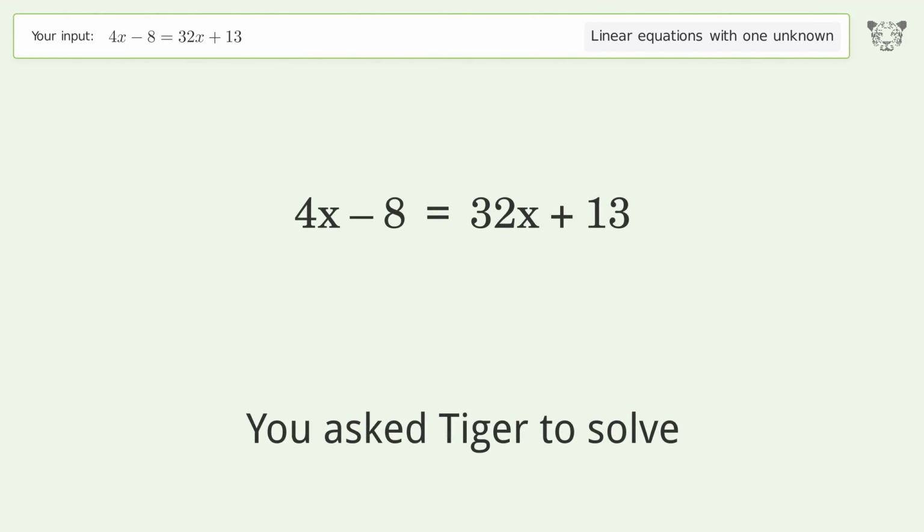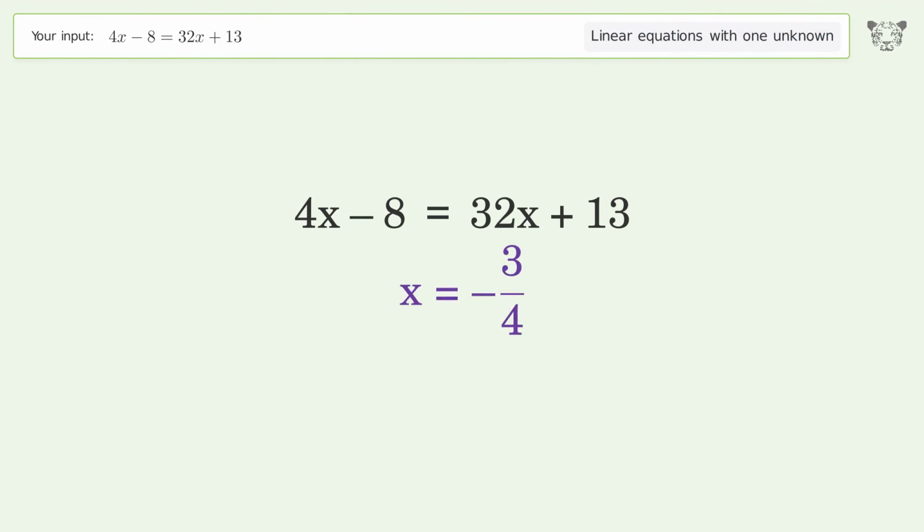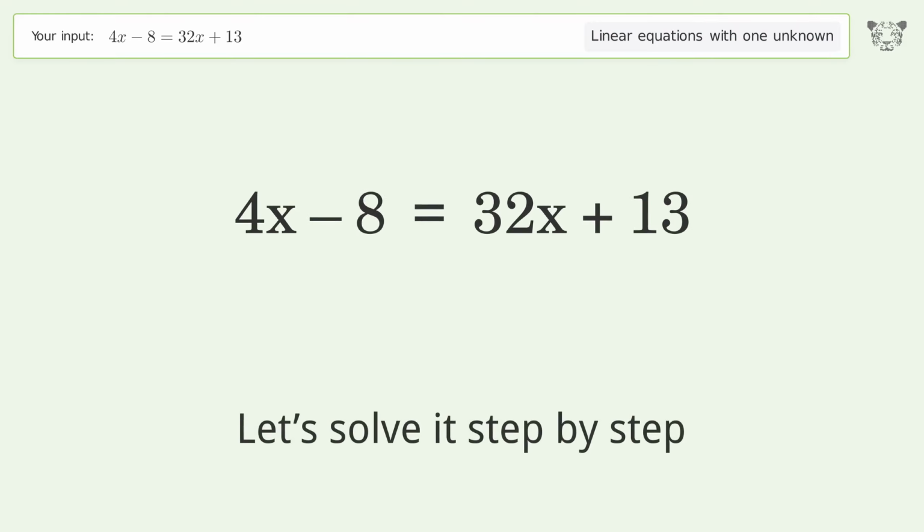You ask Tiger to solve this. It deals with linear equations with one unknown. The final result is x equals -3/4. Let's solve it step by step.